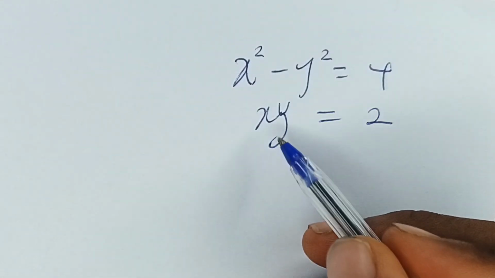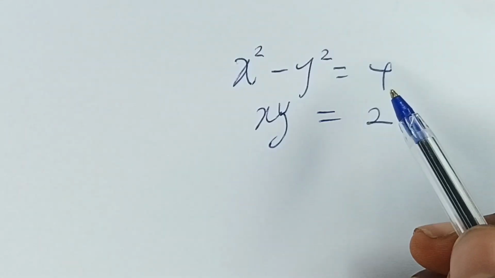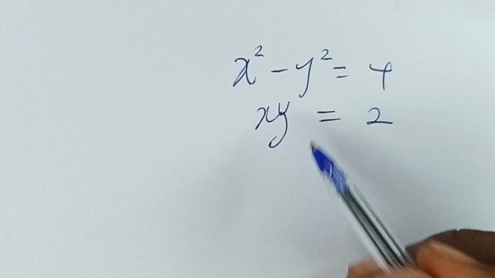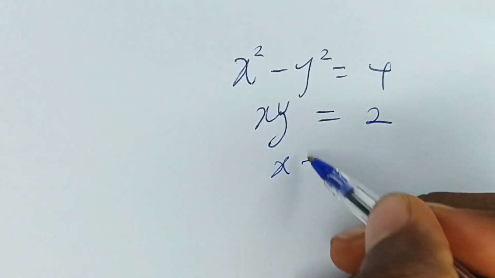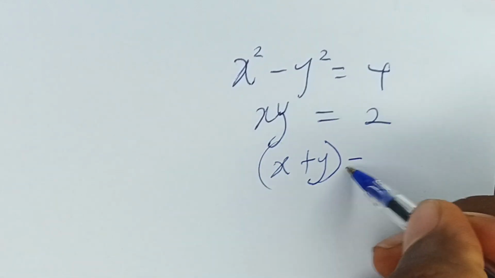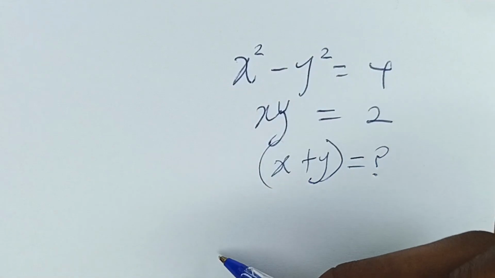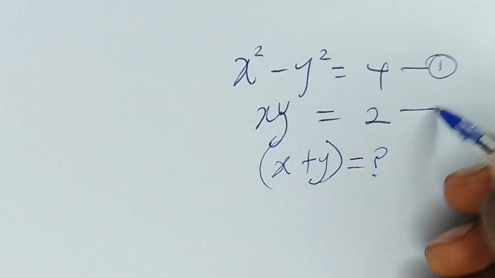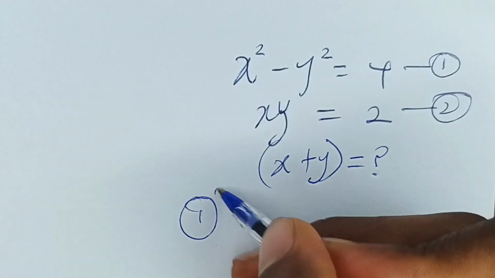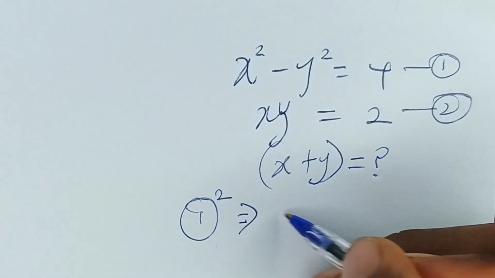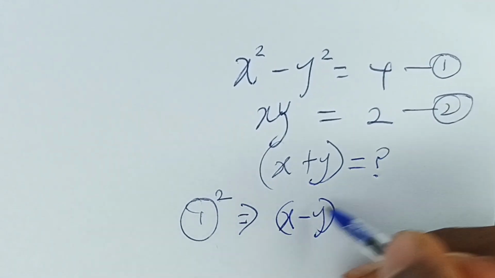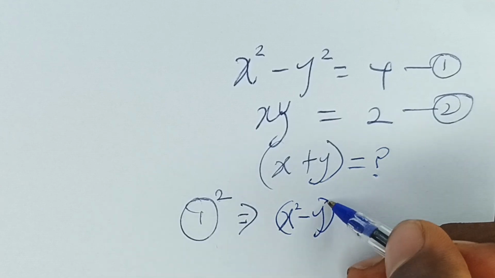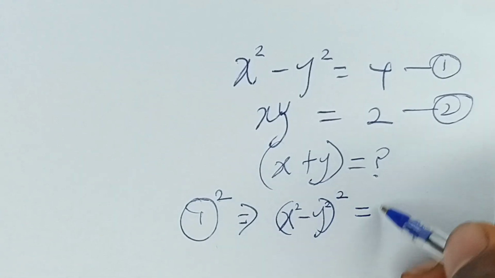Let's solve this together. It says x squared minus y squared is equal to 4 and xy is equal to 2. We're required to find the value of x plus y. Okay. Now, first things first, if we call this equation 1 and call this equation 2, we say equation 1 squared will be x squared minus y squared, all squared, equal to 4 squared.